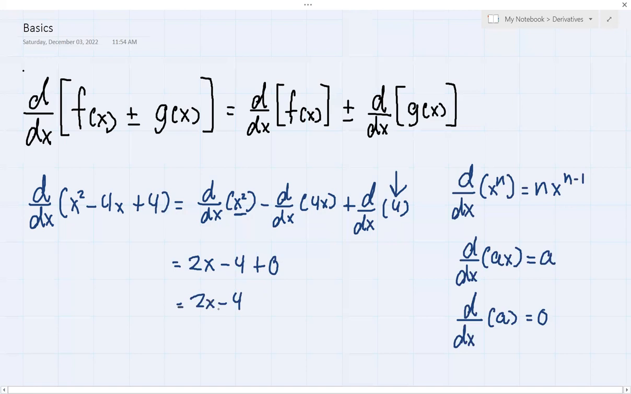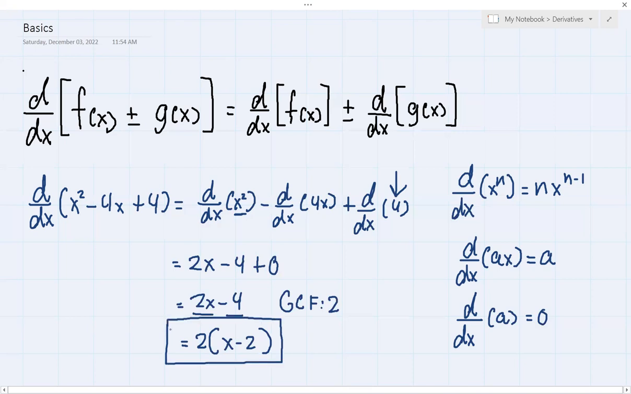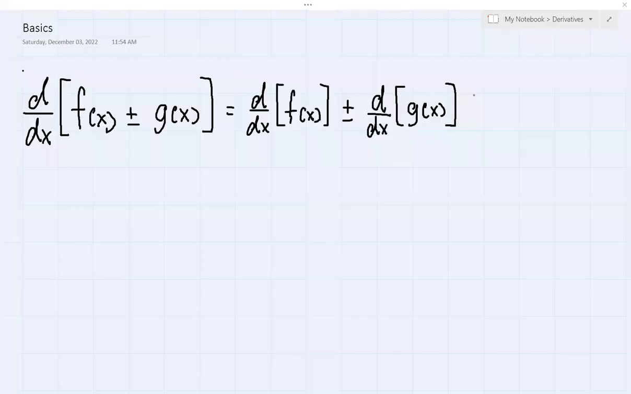Or pwede pa natin itong i-simplify. Kasi sa expression na to, 2x and negative 4 are both divisible by 2. Or, kumbaga, yung greatest common factor nila ay 2. So we can factor out 2 in this expression. So we will have 2 times quantity x minus 2. So, ito na yung simplified version ng sagot natin. Okay. Now, let's have another problem.